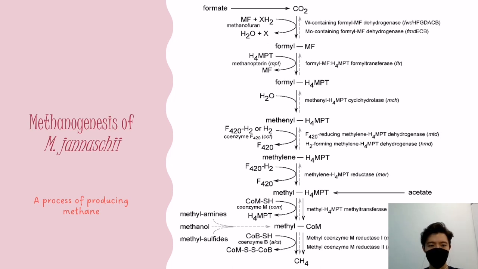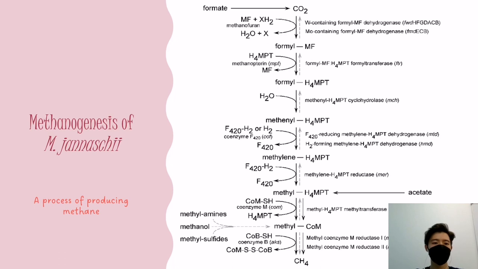So for this pathway, first and foremost, carbon dioxide is introduced into the pathway and is ligated to MF, which is a coenzyme called methanofuran. And this coenzyme is strictly involved in methanogenesis only. The methanofuran lowers the oxidation state of the carbon dioxide, consequently forming formylmethanofuran.